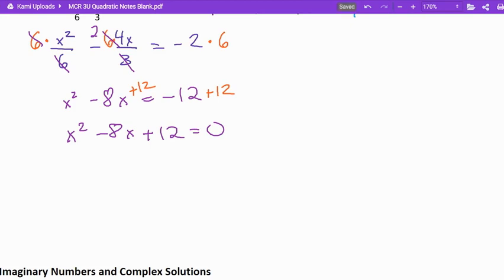And now to solve, we're looking for two values that make this equation equal to 0. Oh, so we need to factor. Some people are still using decomposition for a simple trinomial. Please don't. It's way too much work. You're working way too hard.